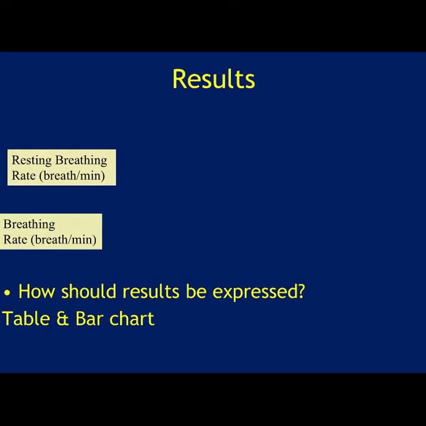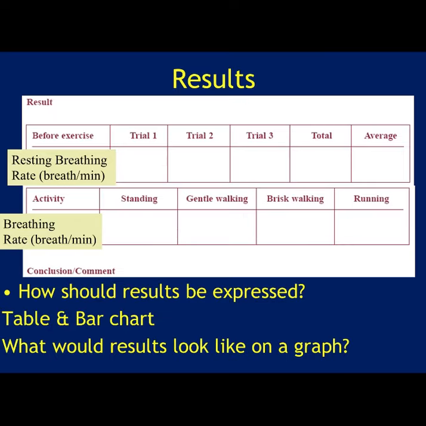Now you have a little table like this. This is your resting, so you're going to get your average of that. You're going to have your breathing rate when you're standing. Your table in your book just has walking and running, and you are going to measure until your breathing rate is back to resting once you get finished your running.